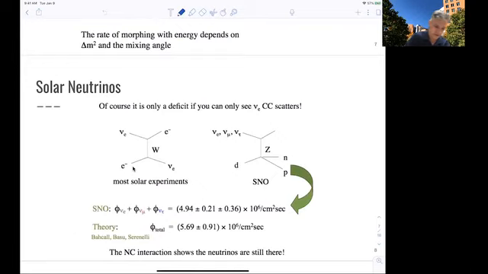And if you do this, this was done by the SNO experiment, you find that the total number of neutrinos is in good agreement with the theoretical expectation. Hence, the neutrinos are not really lost, they just morph from one flavor into the next. So this was the first evidence for solar neutrinos to be oscillating.